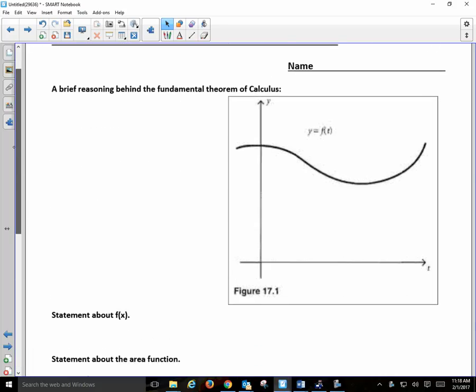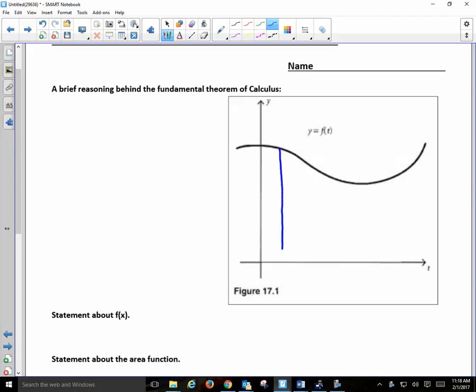We are concerned with finding the area bounded underneath the curve, between the curve and the x-axis, correct? So I'm going to mark this, and I'm going to call this point A, and I'll call this point X. I'm actually not going to look at the area bounded from A to X, but I'm going to look at the area bounded between X and X plus H.